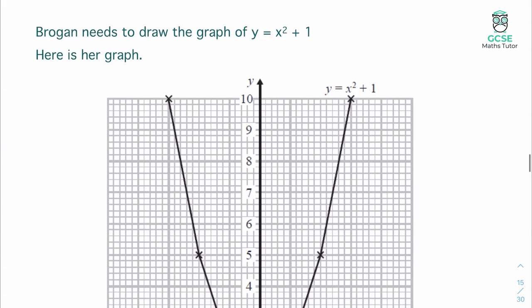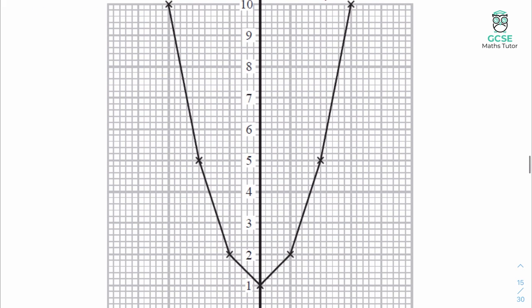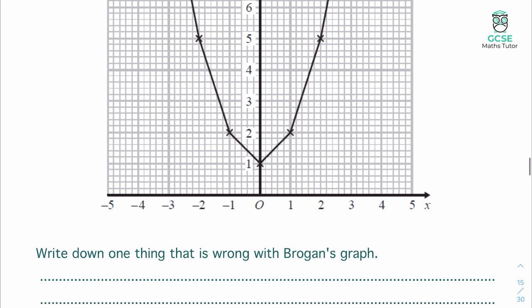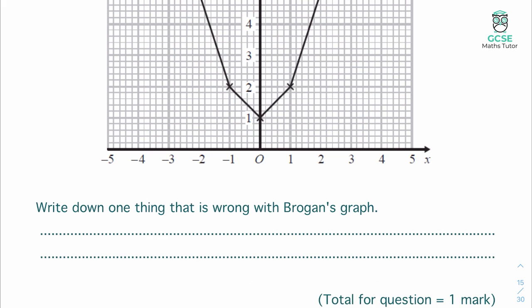Okay, so we're drawing the graph of x squared plus 1, and here is the graph. And straight away, hopefully you can see a quadratic graph should be drawn with a nice smooth curve, and that's been drawn with straight lines. So here it says write down one thing that's wrong with the graph. We would say here the graph should be drawn with a smooth curve. Okay, it looks like it's been drawn with a ruler. Drawn with a smooth curve.